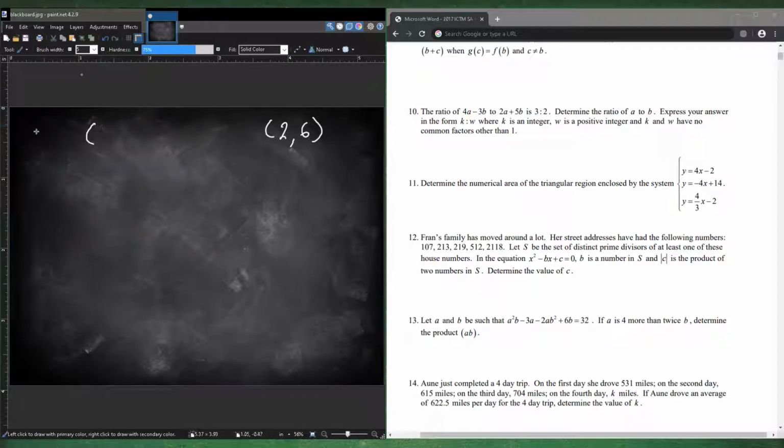Okay, oops, sorry, that's 4x minus 2, the first equation, and now the third equation, which is 4 thirds x minus 2. So what I see is that we both have the same y-intercept. So that means the point where they're going to cross is at the y-intercept, right? So it's going to be at 0, negative 2. If you plug in 0, that's negative 2. You plug in 0 here, that's negative 2. So that's your point of intersection. So 0, negative 2, right?